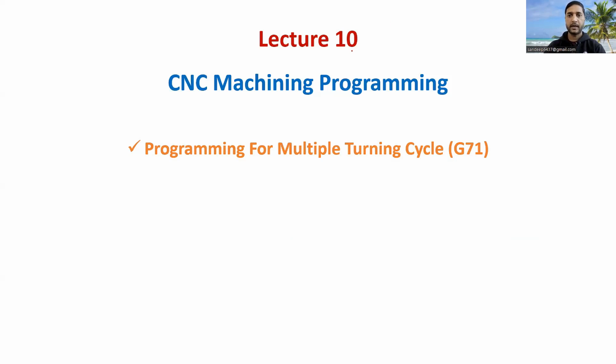Hi students, welcome back in lecture number 10 of our course CNC machining programming. In today's lecture, we will write a program for multiple turning cycle by using code G71. Now, as we know, G71 is a G code or a preparatory function, which means multiple turning cycle. And this code is also called as stock removal cycle in turning or roughing cycle. All these are same things.